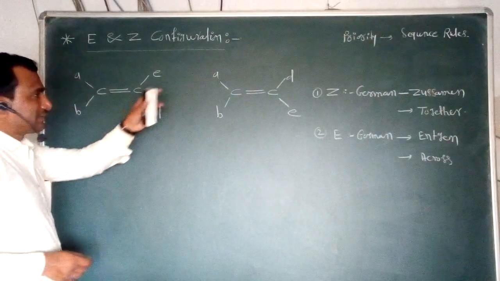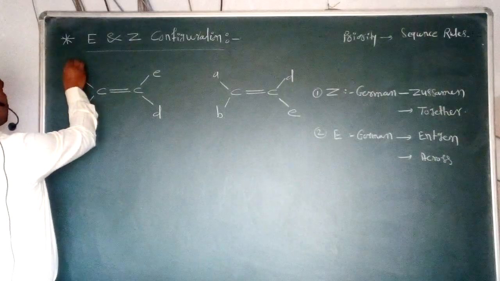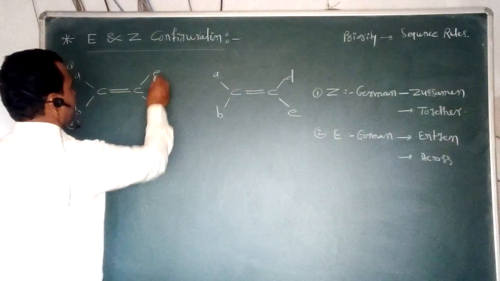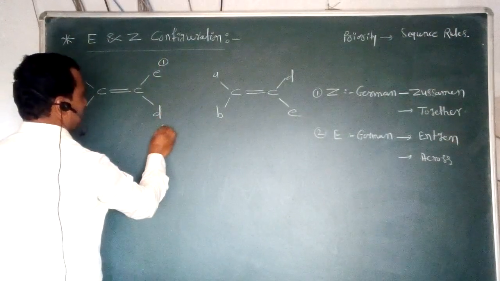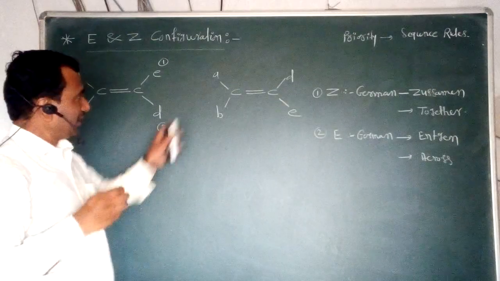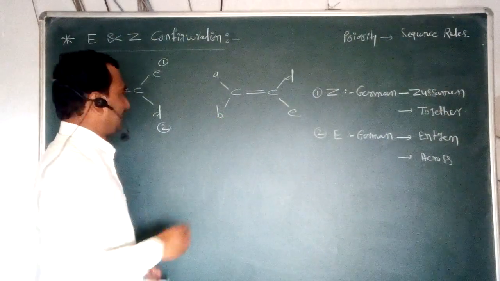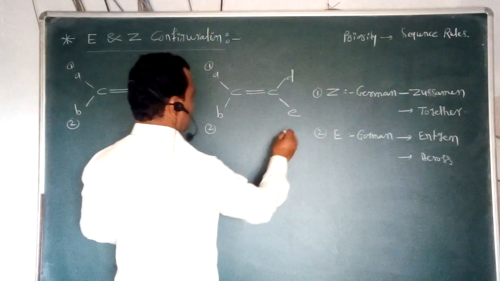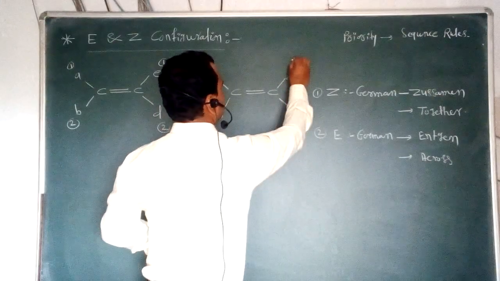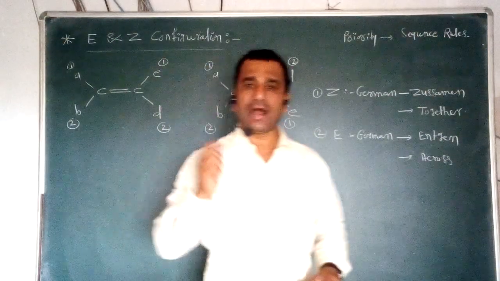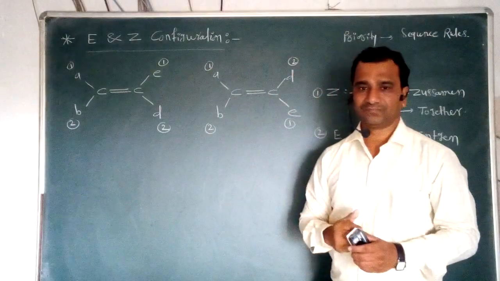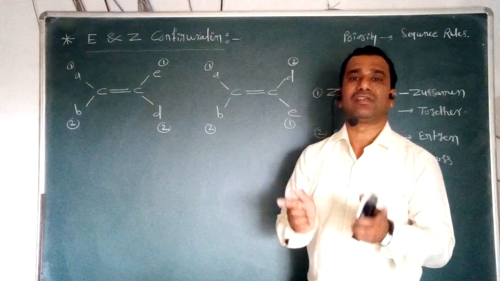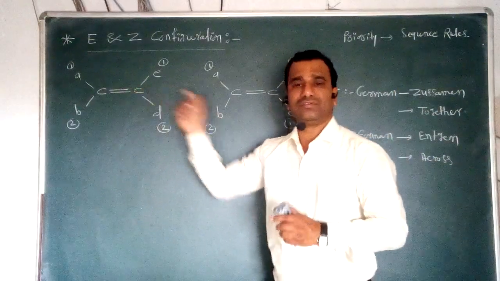Suppose by assigning these priorities using the sequence rules, this group gets the first priority and B gets the second priority. Suppose E gets the first priority and D gets the second priority. The same case holds for the second general skeleton. A is again the first priority, B has the second priority, E gets the first priority and D gets the second priority. Now, after giving these priorities, we have to look at the relative position of the similar priority groups present on both olefinic carbons.